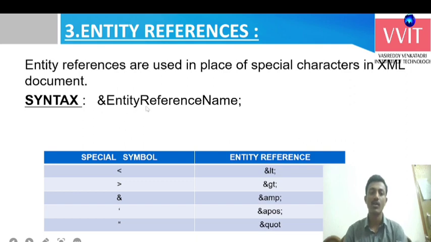Here are some of the entity references. For less than, we use ampersand LT. For greater than, we use ampersand GT. For ampersand, we use ampersand AMP. For a single quote, we use ampersand APOS. For double quotes, we use ampersand QUOT.